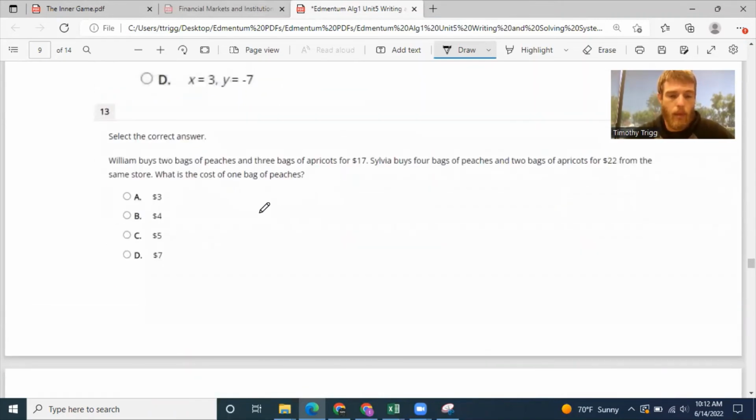All right, number 13. William buys 2 bags of peaches and 3 bags of apricots for $17. So based on that first sentence, we could write an equation. We're going to call the bags of peaches x, and the apricots are going to be y. So for this first sentence, we could write the equation: 2 bags of peaches plus 3 bags of apricots cost $17. So that's the first equation there.